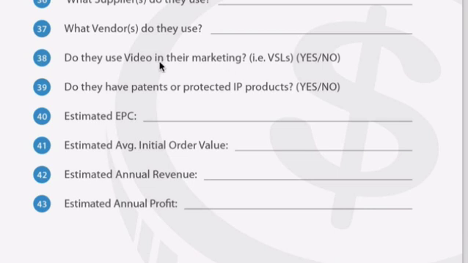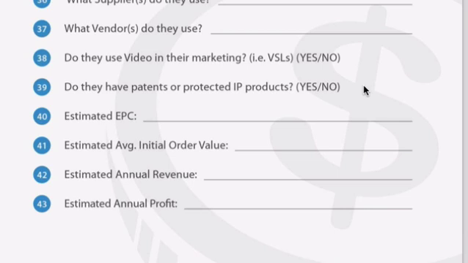Do they use video in their marketing? Here, number 38. Do they have a video sales letter, or do they use video testimonials, or do they use video to teach something in content that goes out in an automated sequence? Are they using video? That's important to know because video is certainly not hard to create, but it may take a little bit more work for us than just text. But it's just important to know.